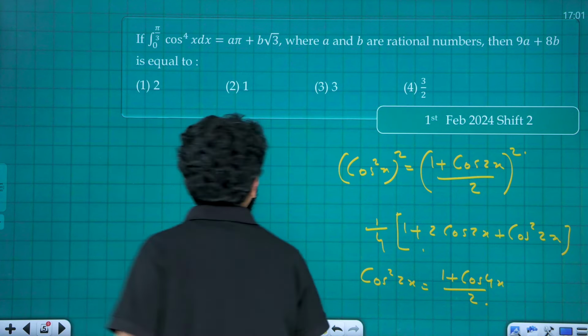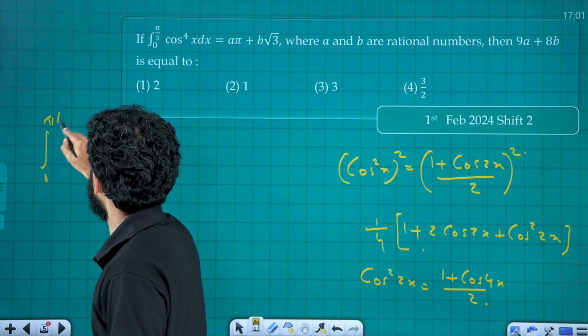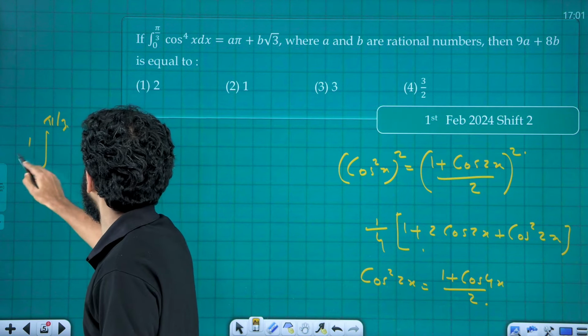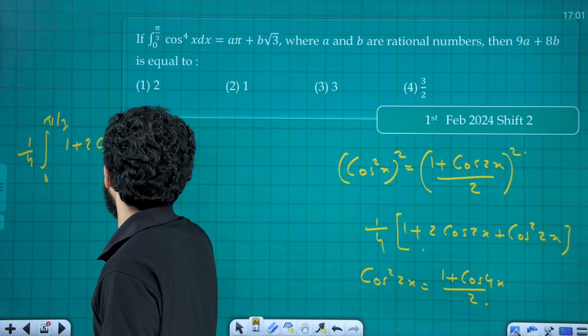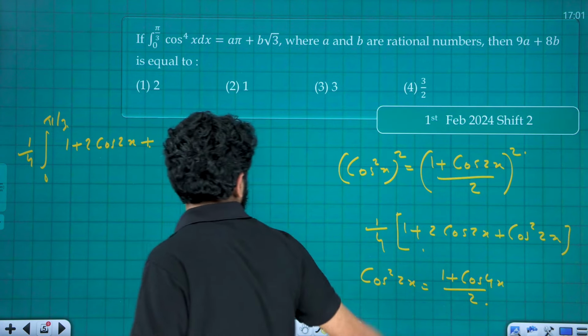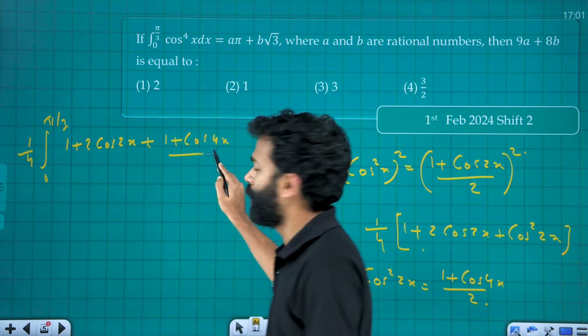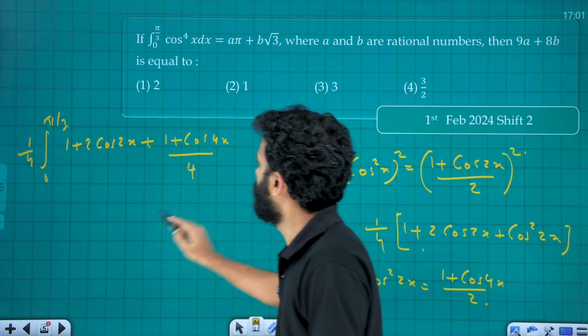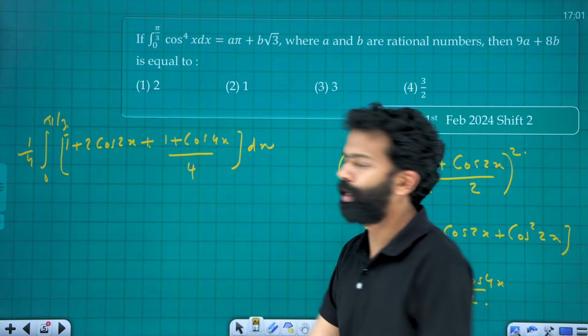You will get 0 to pi by 3, that is 1 by 4 we can take it outside, it will be 1 plus 2 cos 2x plus this will be 1 plus cos 4x divided by 4, divided by 4 into dx. It will be like this.